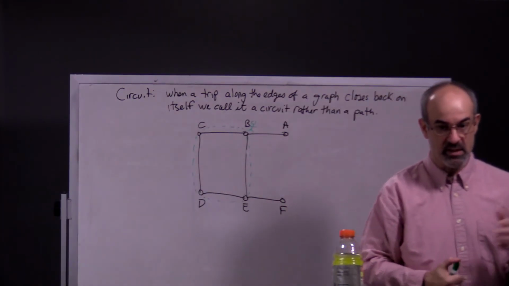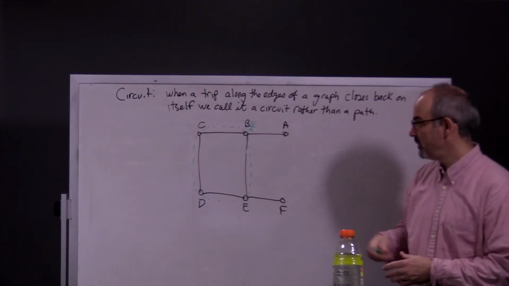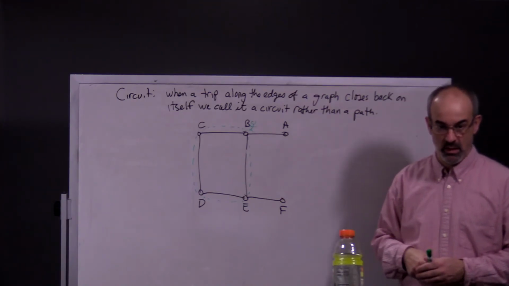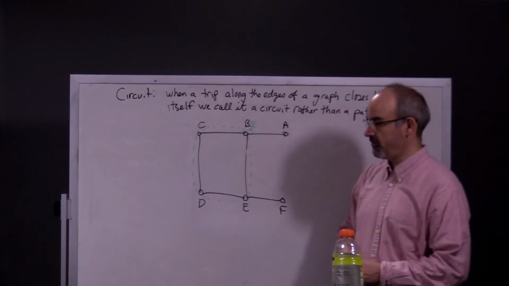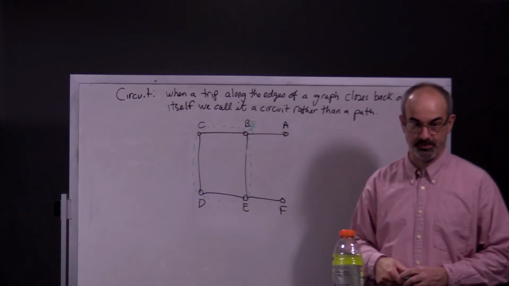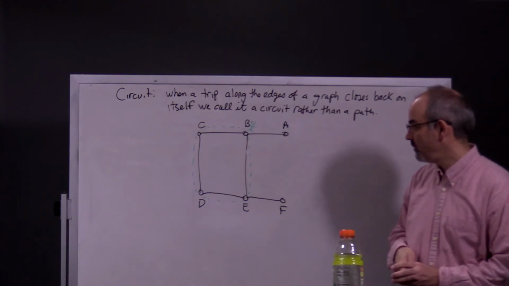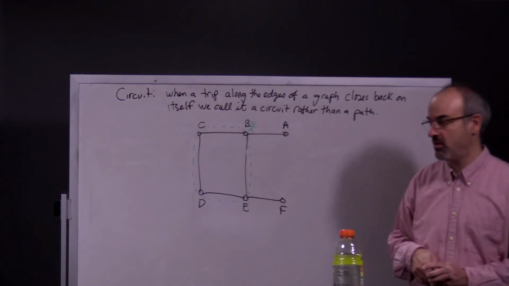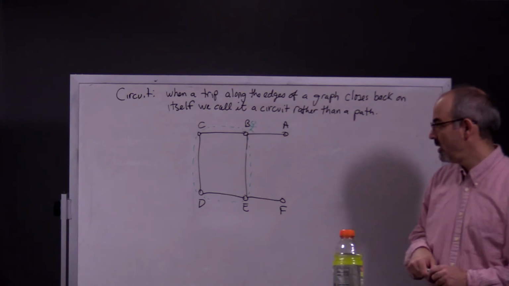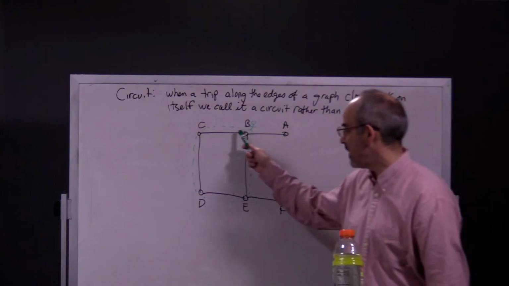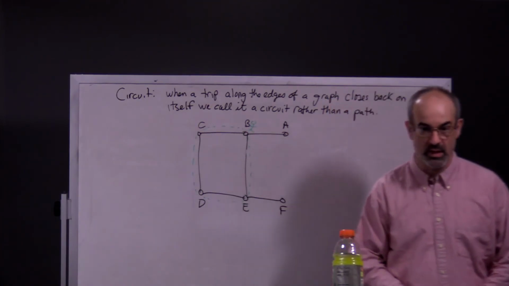So it's basically similar to a path. You're traveling along distinct adjacent edges, but the only difference is in a circuit you wind up finishing at the same vertex that you started at. And you could call this a circuit of length 4 because you traveled on 4 edges.